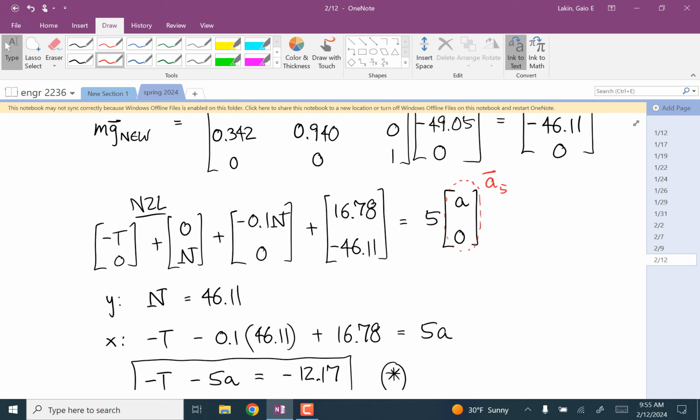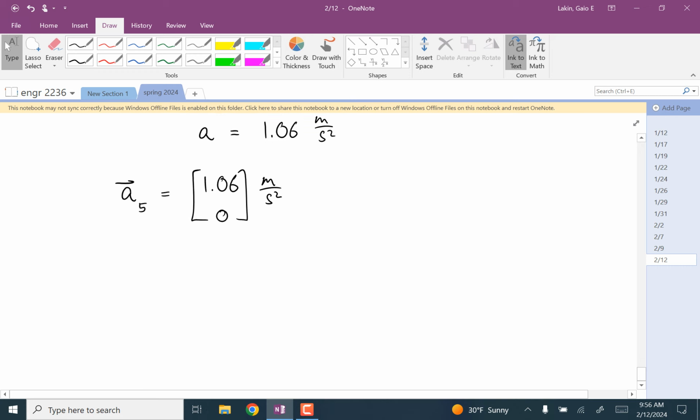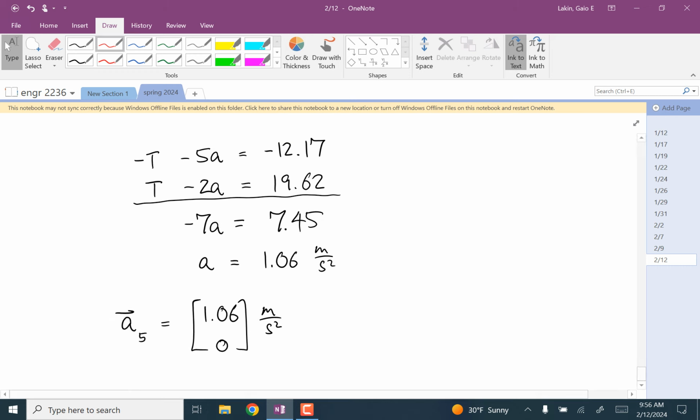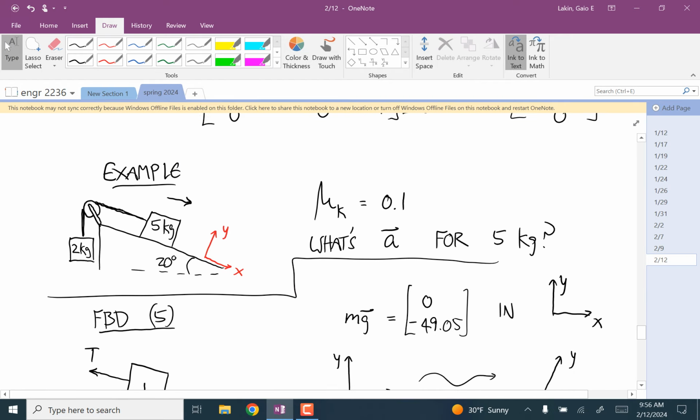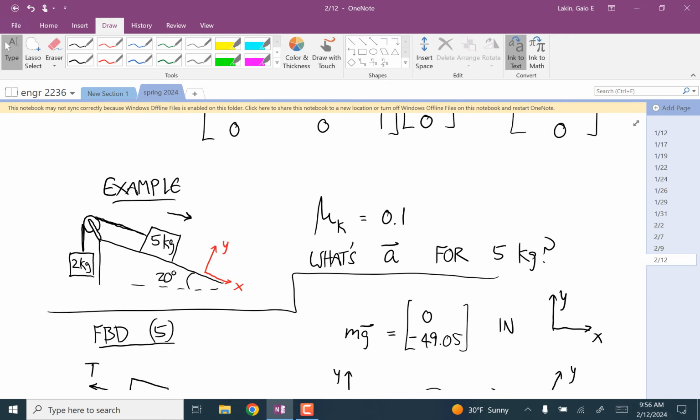Yes? It was not. That's why. Thank you. Okay, so it's not accelerating down the ramp, it's accelerating up the ramp, which means it's slowing down because the velocity is down the ramp. Okay, that's all.